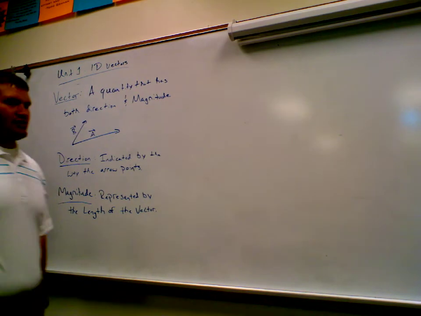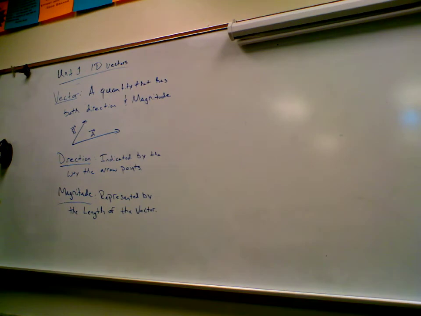So magnitude is represented by the length of the vector. So direction is the way the vector points. Magnitude is the length of the vector.